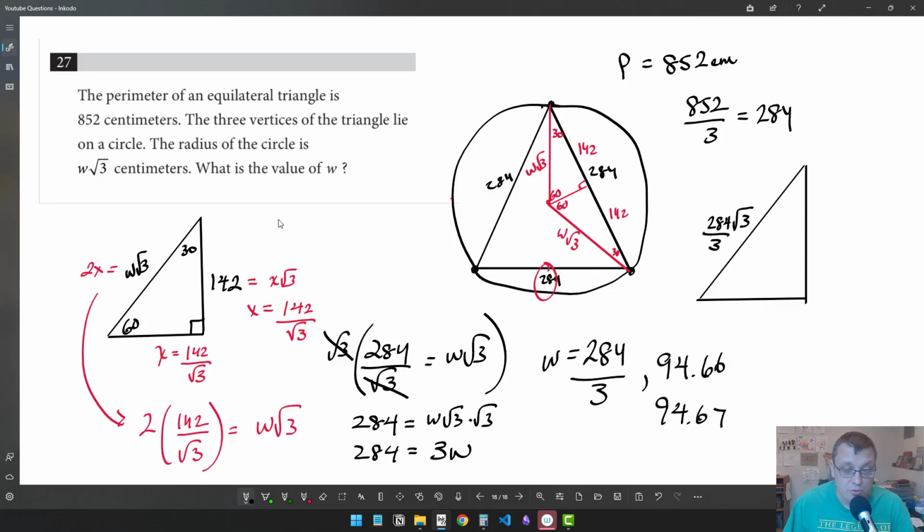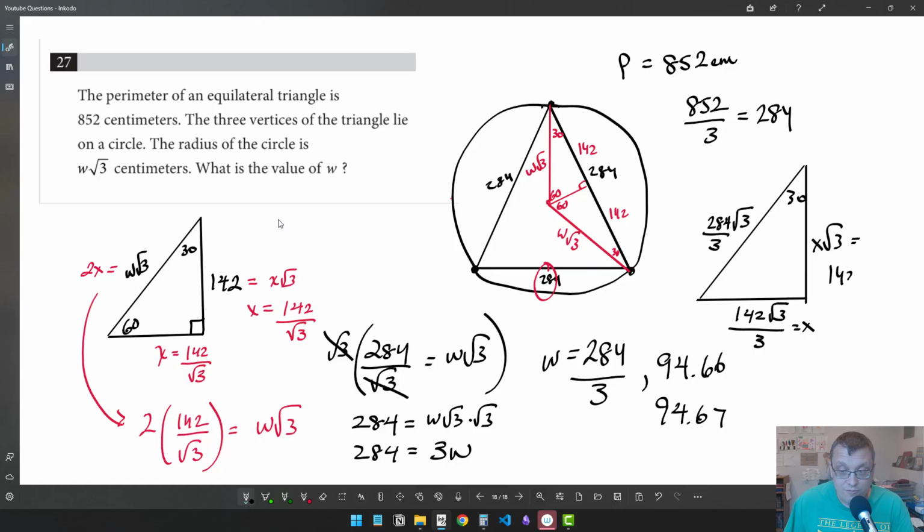We found that w is 284 over 3. The side across from the 30 is going to be half the hypotenuse. So if I take 284 over 3, square root of 3, and divide it by 2, I'll get 142 square root of 3 over 3. And then if I take this side right here, if this is x square root of 3.